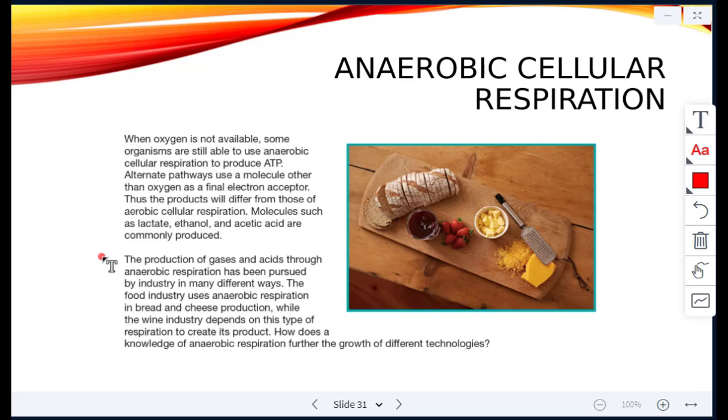As we go through this last bit of this unit, you'll see that this fermentation and anaerobic cellular respiration is very important in different industries. So for example, the food industry uses anaerobic respiration in breads and cheeses. The wine industry depends on it to create wines and beer and other alcoholic drinks.